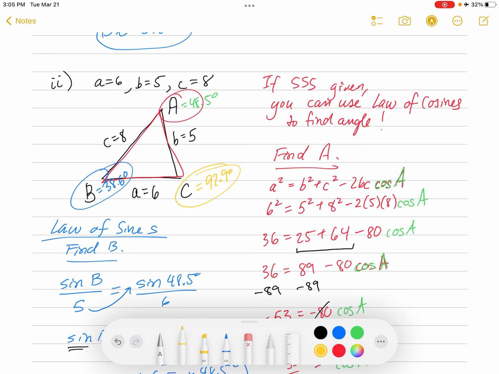I had all the sides, and now I have all the angles. So you don't always want to use just law of cosines. Usually law of cosines is a starting place, and from there you can maybe use law of sines.